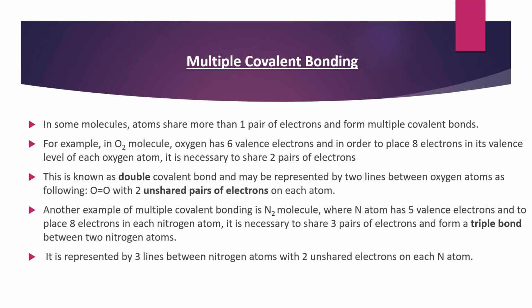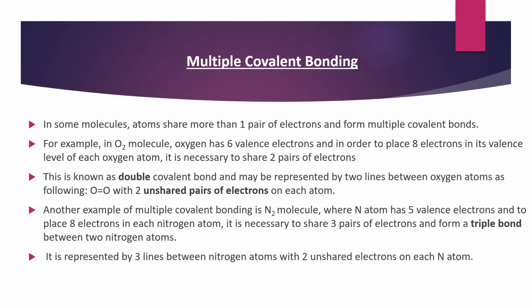Multiple covalent bonding. In some molecules, atoms share more than one pair of electrons and form multiple covalent bonds. For example, in the O2 molecule, oxygen has 6 valence electrons, and in order to place 8 electrons in the valence level of each oxygen atom, it is necessary to share 2 pairs of electrons. This is known as a double covalent bond and may be represented by two lines between oxygen atoms as follows: O double bond O with 2 unshared pairs of electrons on each atom.